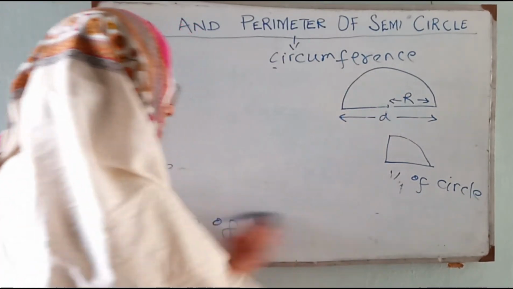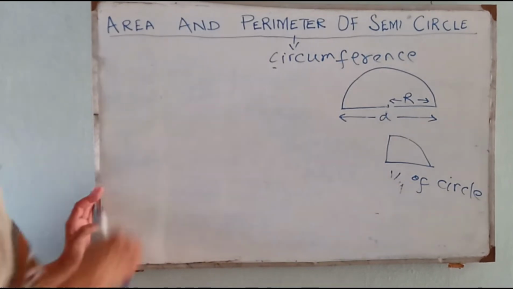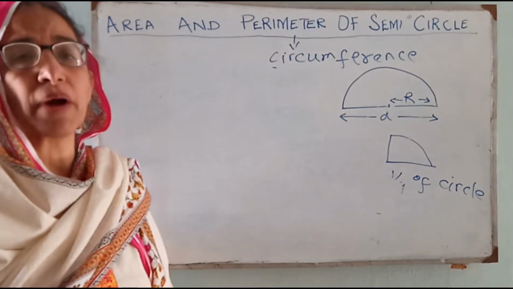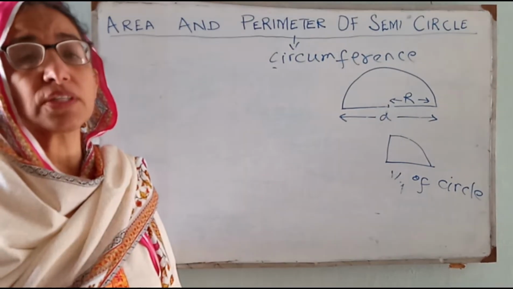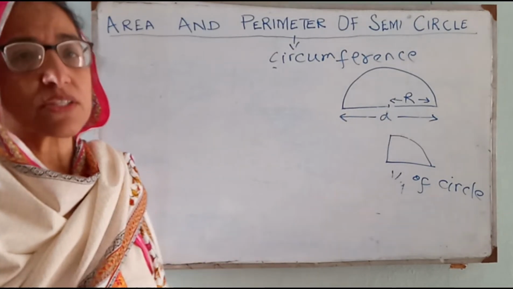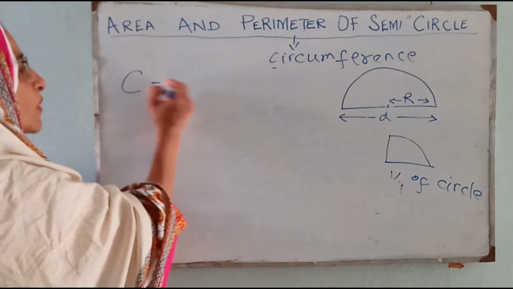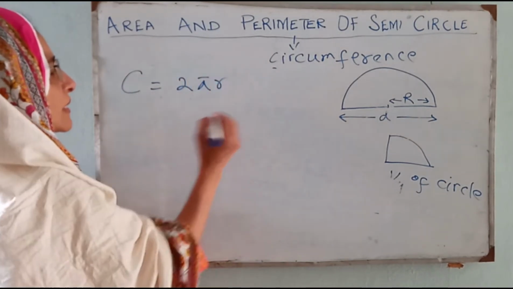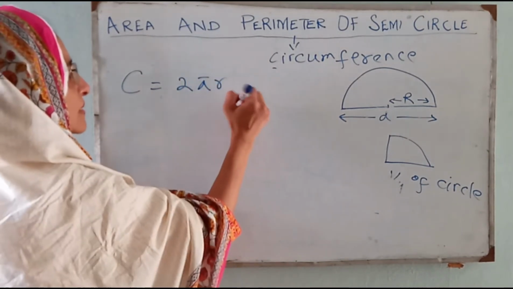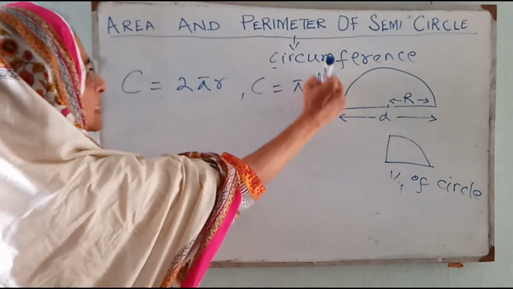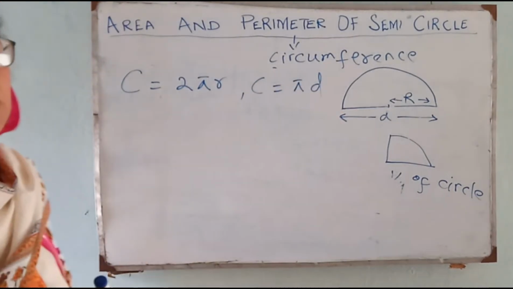Now moving on to the circumference of a semicircle, just keep in your mind the formula for the circumference of a circle. For the circumference of a circle, we have two formulas. One is 2 pi r, and the other is circumference equal to pi d. We have learned these formulas previously.